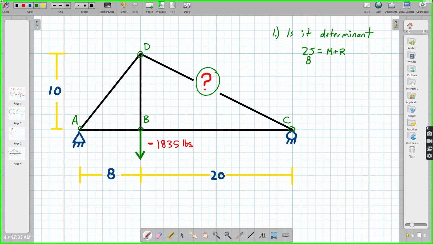And then our members are basically every beam, right? So we've got 1, 2, 3, 4, and 5. So we know that that's 5. Plus r, we have our reaction forces. We got a pin joint and a roller joint. A pin has 2, a roller has 1, so that adds up to 3. So yep, it's determinate. So then we would move on to our step 2, and that is to calculate missing angles.